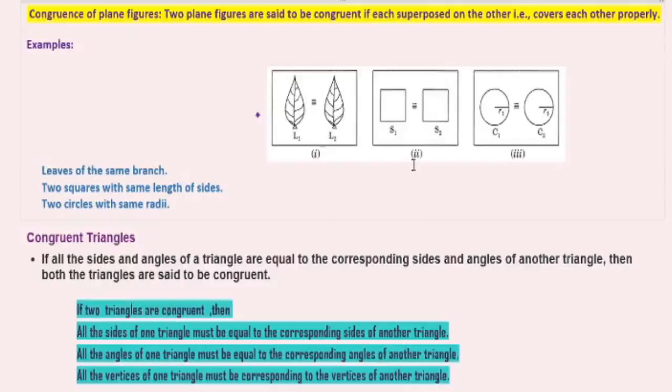And here two squares with same side, or length of the side is same, so they are also congruent. Here you can denote them by S1 and S2. They are two squares, they are also congruent. Next one, two circles with same radii. Here R1, here radius also R1. So here these two circles are congruent because they have same radius. So remember, two circles having same radii are congruent. If they are not having same radius, then they are not congruent.